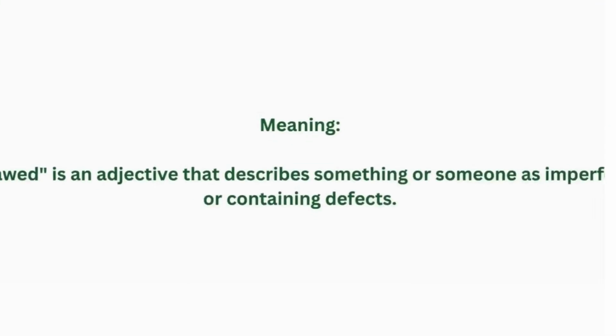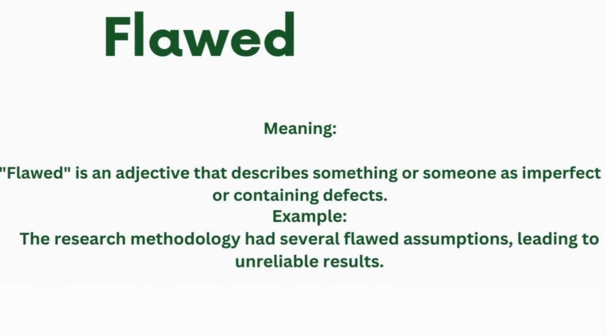Flawed. Meaning: flawed is an adjective that describes something or someone as imperfect or containing defects. Example: the research methodology had several flawed assumptions, leading to unreliable results.